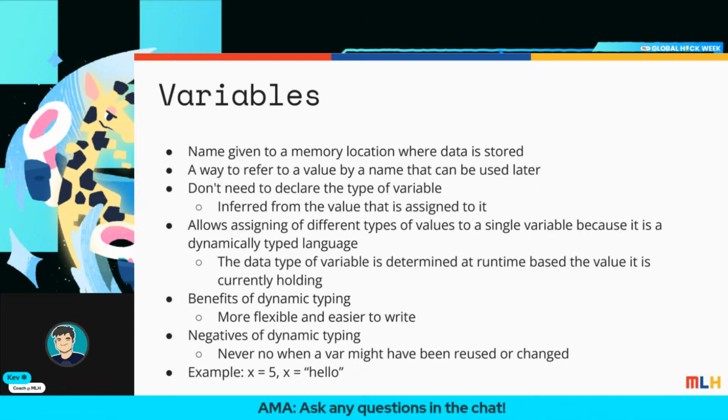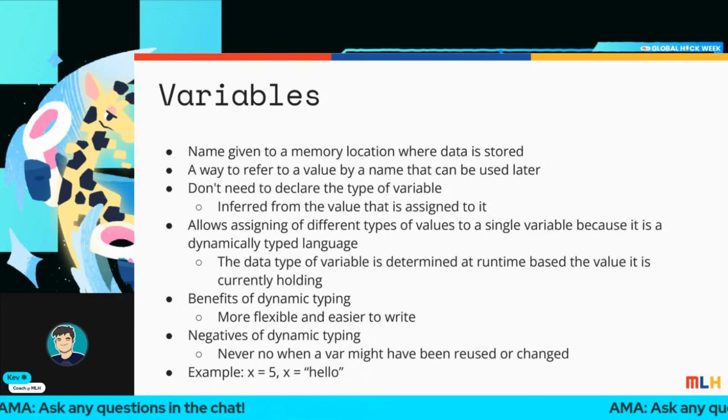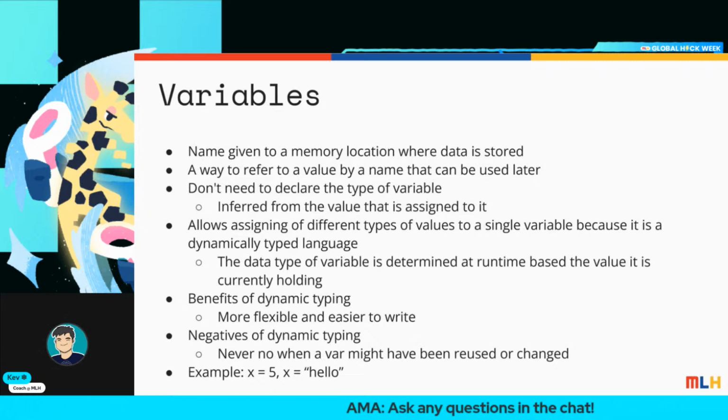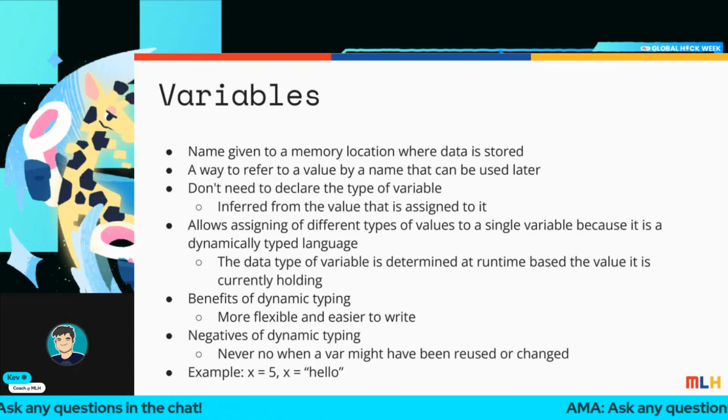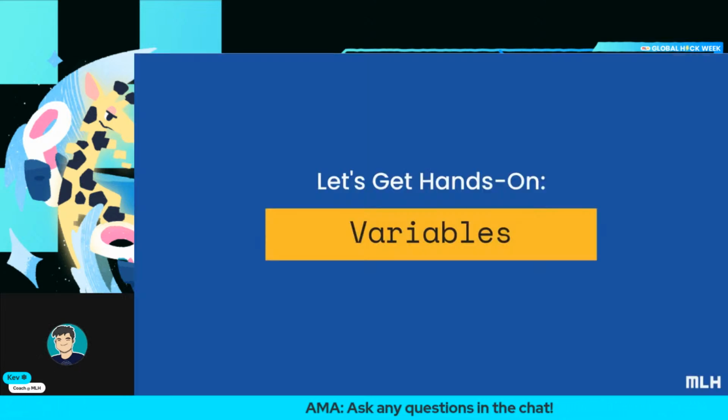The negative of that is that when a variable might be changed or reused, you would never know that it has been changed or reused. So for example, if I was using a variable as an integer, and later on I accidentally use that variable as a string, the parts where it was used as an integer might not work anymore, because each different variable type has its own operations attached to it.